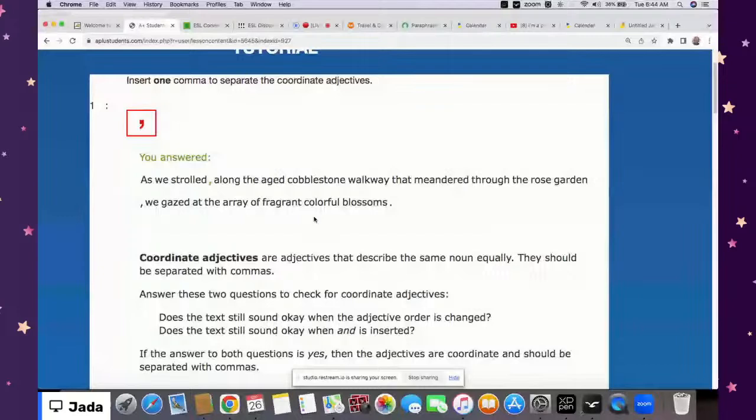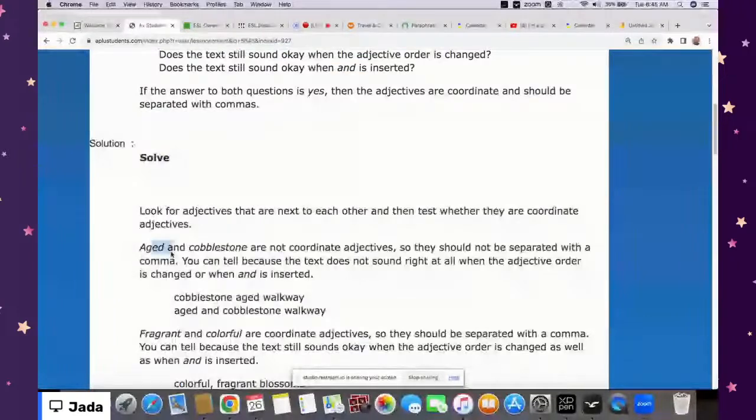So as we strolled along the aged cobblestone walkway that meandered through the rose garden, we gazed at arrays of fragrant, colorful flowers. So now you have to look for the adjectives that are next to each other, then test whether they are coordinate adjectives. So aged and cobblestone are not coordinate adjectives, so they should not be separated with a comma.